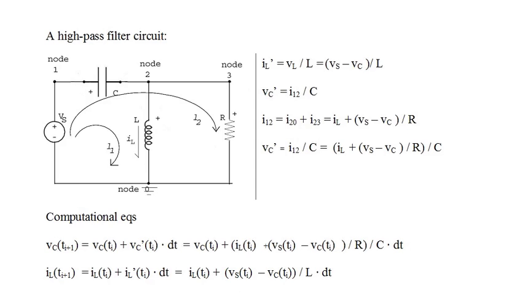Now we'll look at the circuit for a high-pass filter. There are two energy-storing components in the circuit, a capacitor and an inductor, so there will be two state variables, one for the capacitor voltage and one for the inductor current.